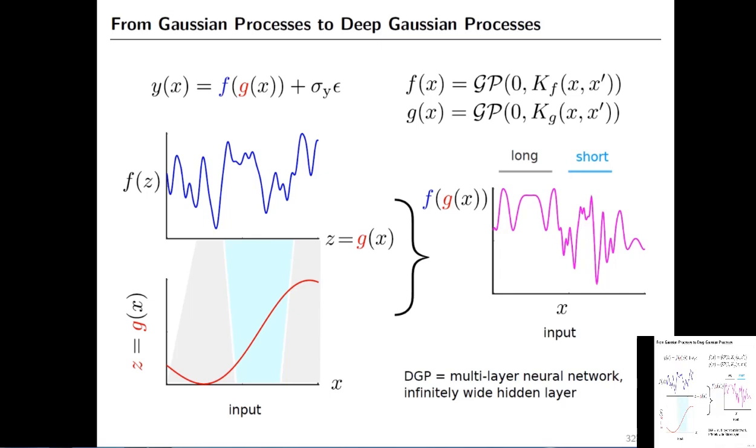One other thing is that this, as you might have guessed, is equivalent to a multi-layer perceptron, a neural network with two infinitely wide hidden layers. So it's the infinite generalization, the GP generalization of a multi-layer perceptron, rather than just a single-layer perceptron. GP: single-layer perceptron with infinite hidden layer. Deep GP: multi-layer perceptron with infinite hidden layers.